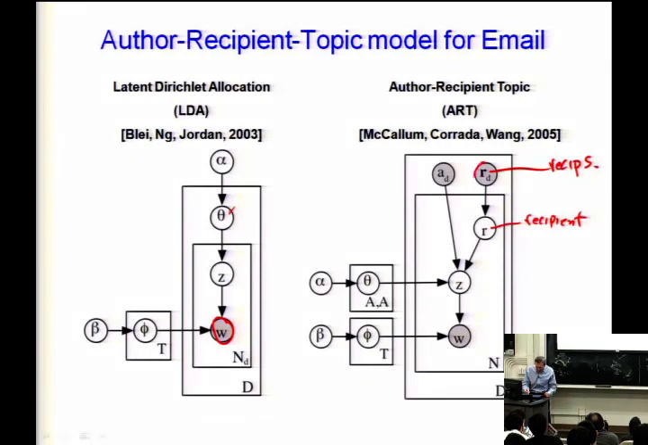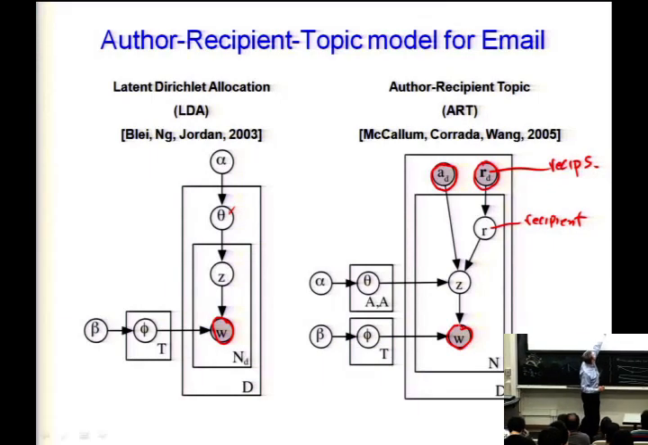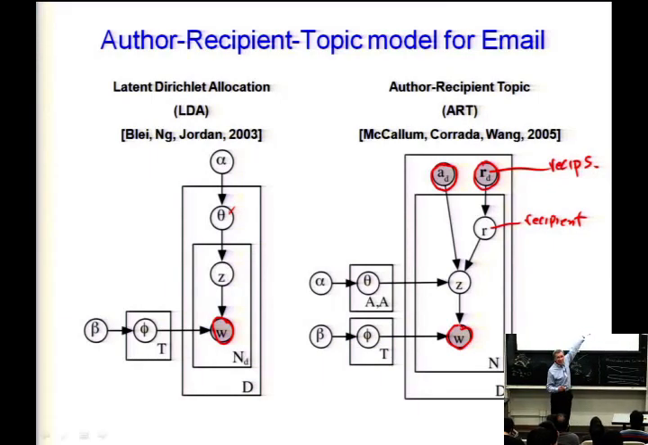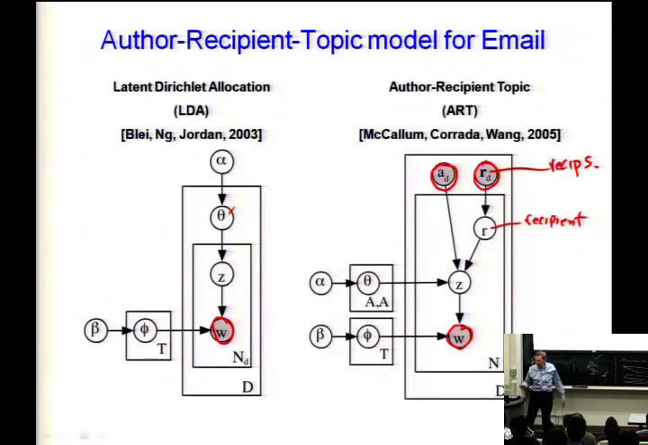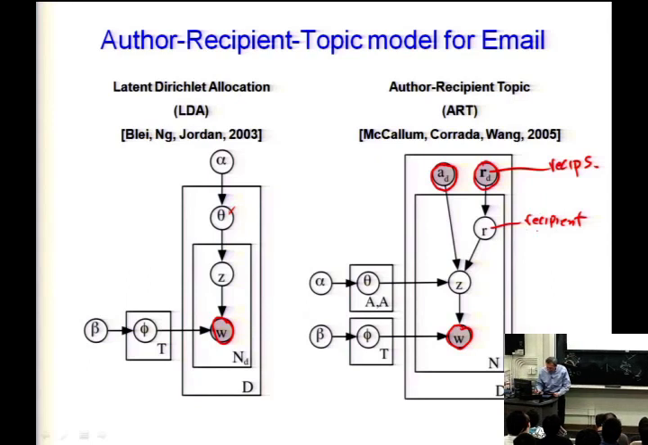So that's why this is observed, and that's why it's shaded in. And we also know who the author is. So basically the observed things are not just the words, but we observe the words, the author of the email, and the list of recipients. And then from that, we're going to generate a topic by, number one, picking one of those recipients according to some distribution. And then the recipient and the author will have an author-recipient specific distribution on Z.